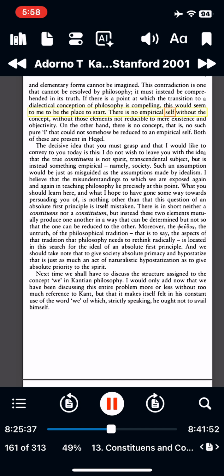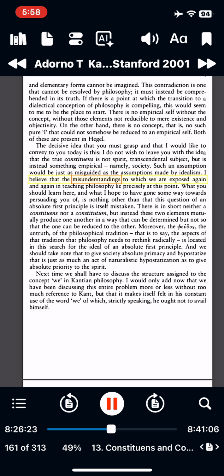There is no empirical self without the concept, without those elements not reducible to mere existence and objectivity. On the other hand, there is no concept, that is, no such pure I that could not somehow be reduced to an empirical self. Both of these are present in Hegel. The decisive idea that you must grasp and that I would like to convey to you today is this: I do not wish to leave you with the idea that the true constituens is not spirit, transcendental subject, but is instead something empirical, namely, society. Such an assumption would be just as misguided as the assumptions made by idealism.